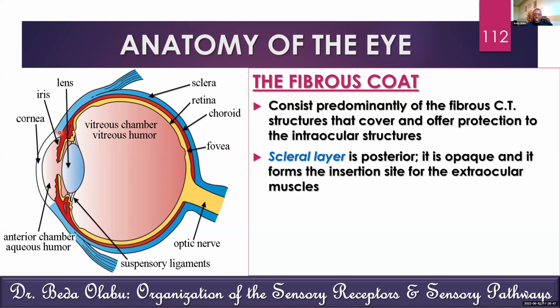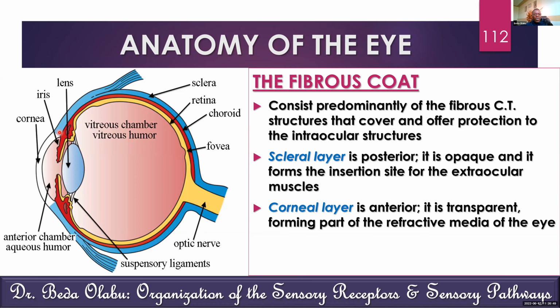Remember, it is still for protection. Cornea is this part here. Cornea is transparent. It is in front. And because of that transparency, it forms part of the refractive media of the eye. When you talk of refractive media of the eye, we are referring to the structures that bend light as light passes through the eye.